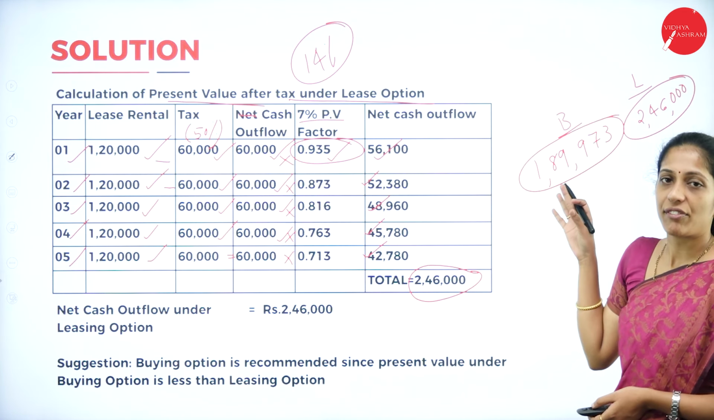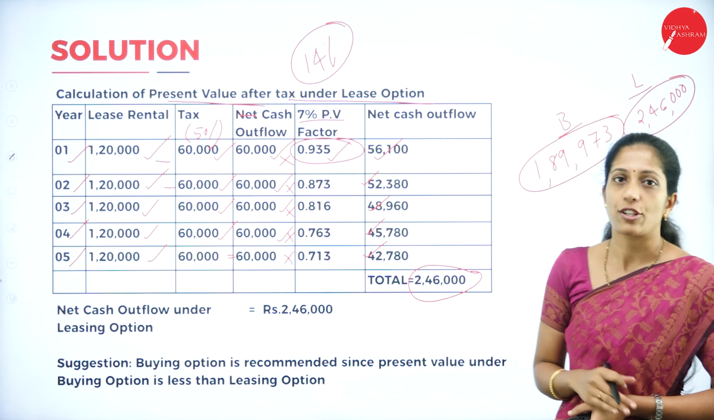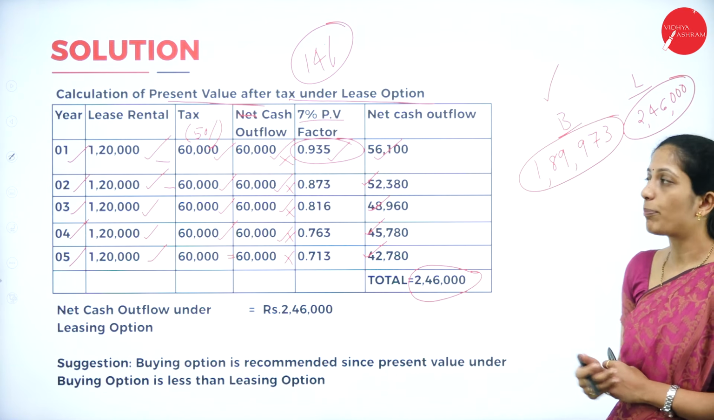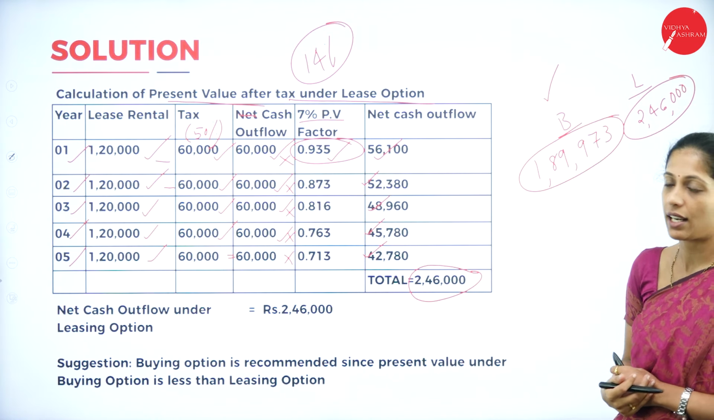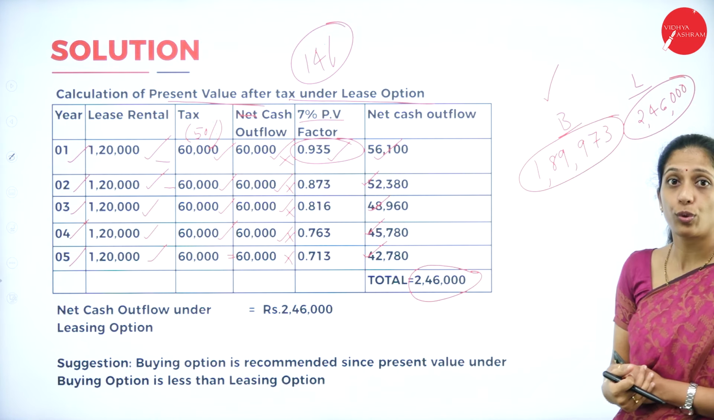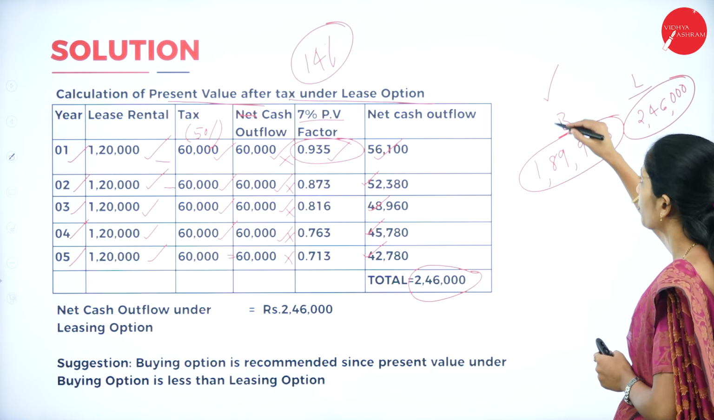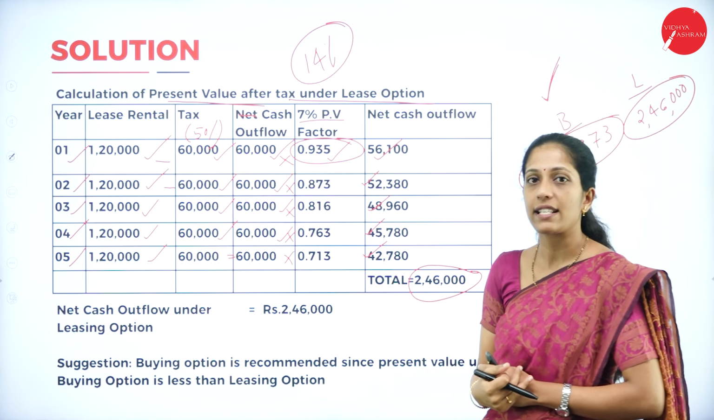Now we have to compare these two. Where the net cash flow is less, that option has to be chosen. Here, in this problem, the net cash flow under the buying option is less, that is 1,89,973, whereas under the leasing option it is 2,46,000. Now which one is less? The buying option is less. So the buying option is more preferable than the leasing option.